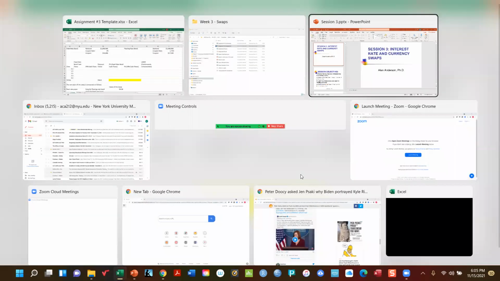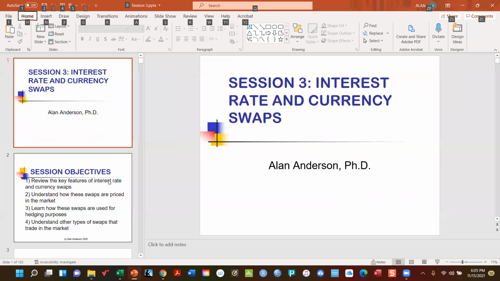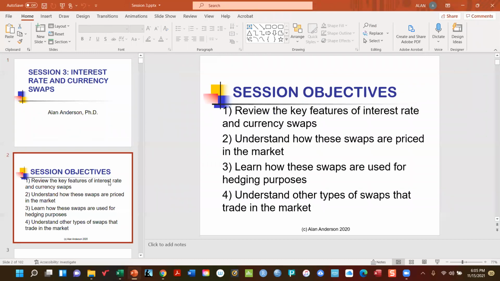All right, so let's see how this works. Well, first of all, just a quick reminder, we did some of the basics a couple of weeks ago. So what we're going to be looking at first is the key features of interest rates and currency swaps, understand how they're priced in the market, learn how they're used for hedging purposes, and understand other types of swaps that trade in the market. Now, swaps are over-the-counter products, which means they're traded directly between counterparties.